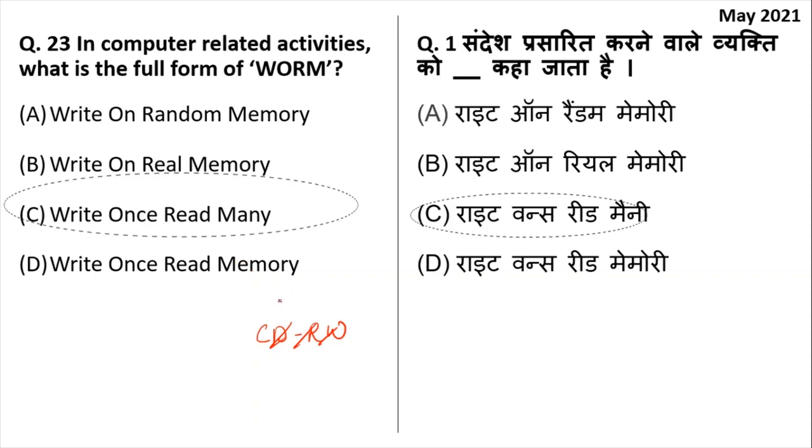You remember, 10-12 years ago, we used to bring CDs to watch movies. Those kinds of CDs were written once, only once data was written on it, but it could be run many times because the manufacturer used to put a film on that CD, but you had the opportunity to read it as many times as you want. Okay, so that is the full form of worm. Do not confuse it with malware. That is a different thing. Here worm means write once and read many.